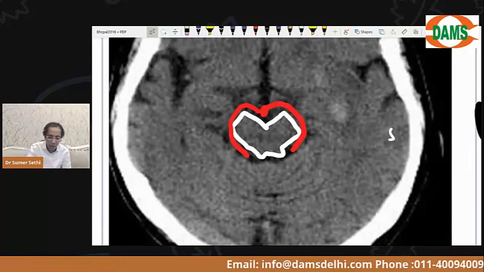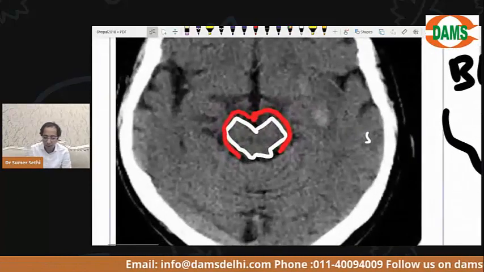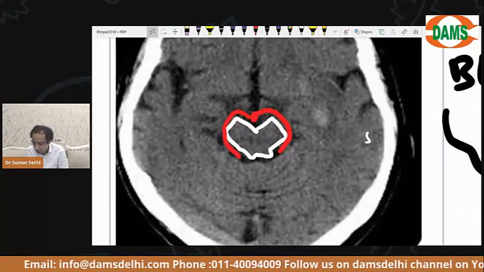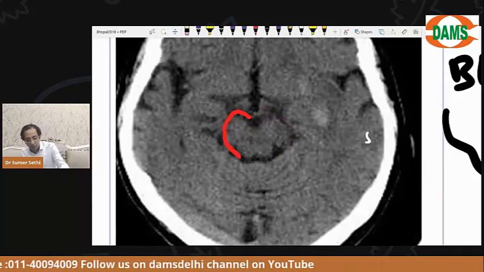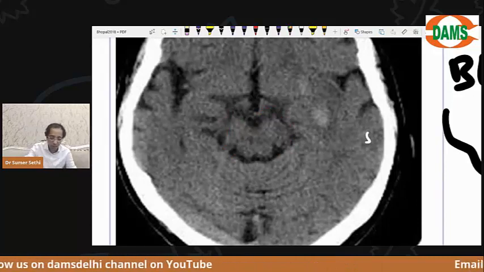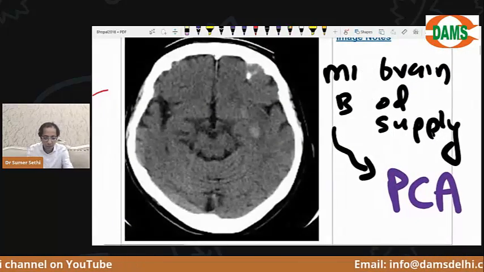Assertion true था ना बेटा? I told you that uncal herniation can lead to blindness. That was correct. It can lead to blindness. Yes, correct. But macula is spared. Now understand this and answer. Let's see if you can answer.